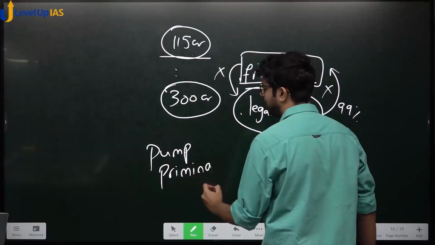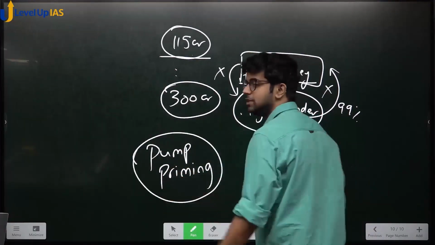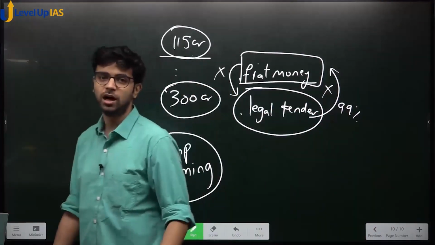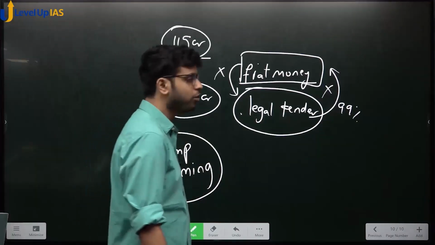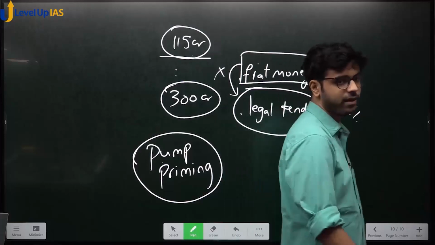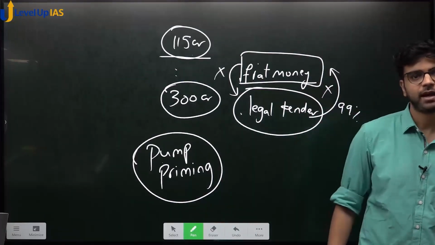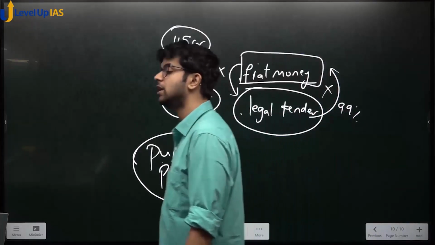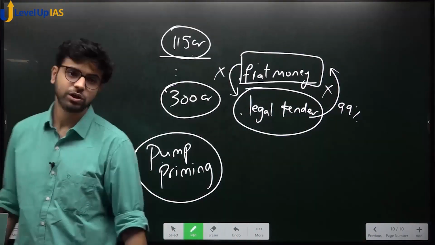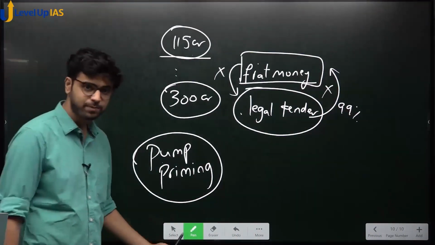So basically it is like filling air with a pump. You are just pushing money into the economy. Pump priming. Who does pump priming? RBI or government? Government, because it is part of fiscal policy. It is under the mandate. It is under the control of government. Yes or no? So RBI does, government does pump priming.